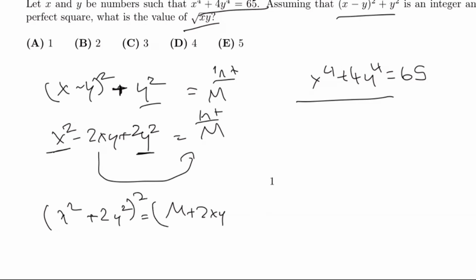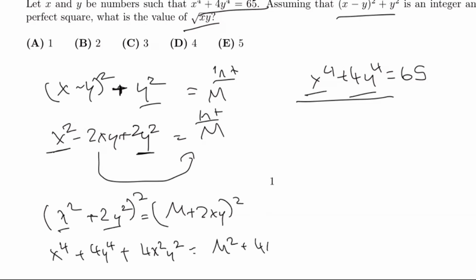Because we see that squaring x squared will give us x to the power 4, and squaring 2y squared will give us 4y to the power 4. So then we'll evaluate these. So we get x to the 4 plus 4y to the 4 plus 4x squared y squared. This is equal to m squared plus 4mxy plus 4x squared y squared. So then we cancel out 4x squared y squared, and we're left with x to the 4th plus 4y to the power 4. So that's 65. This is equal to m squared plus 4mxy.